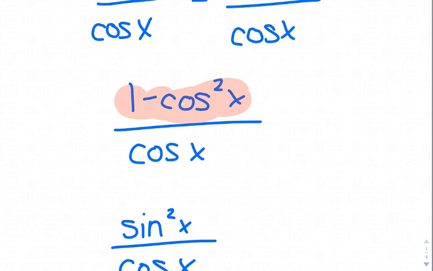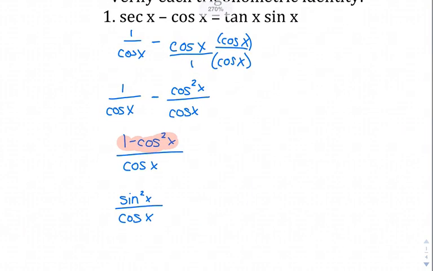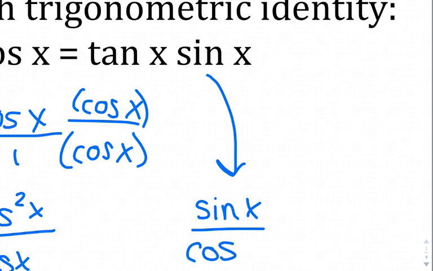And let's say you didn't know what to do from here. You can always go to the other side now. So now I see it equals tan x over sine x. So I'm going to change this side. Well, tan x is sine x over cosine x times, and then sine x is just sine x.